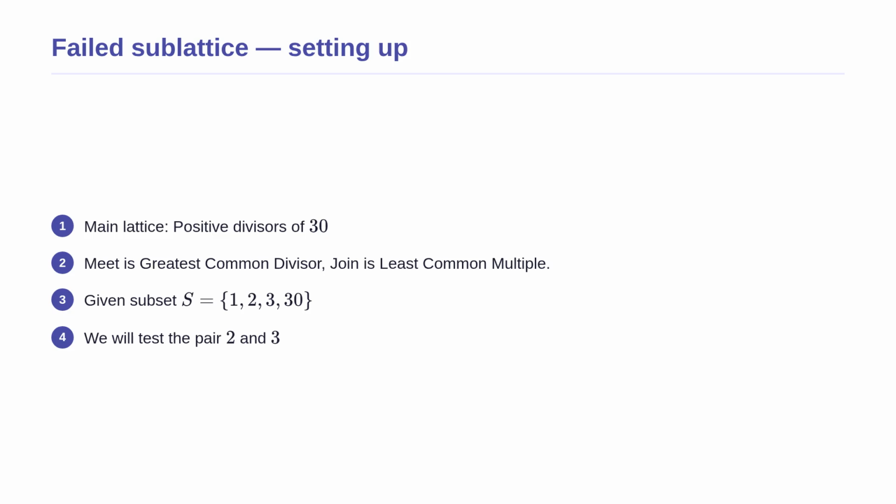Having seen a successful case, let us look at a slightly more complex example where things do not work out perfectly. Suppose our main lattice consists of all the positive divisors of the number 30. In this lattice, the meet operation is finding the greatest common divisor and the join operation is finding the least common multiple. We are given a subset S containing only 4 numbers: 1, 2, 3, and 30. We need to find out if this subset is a sublattice. We will pick the numbers 2 and 3 to test.